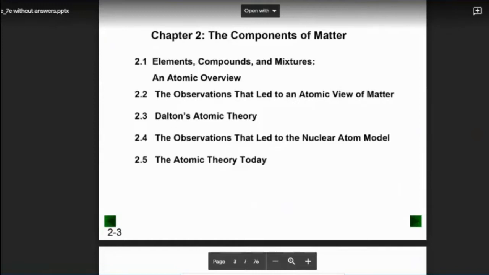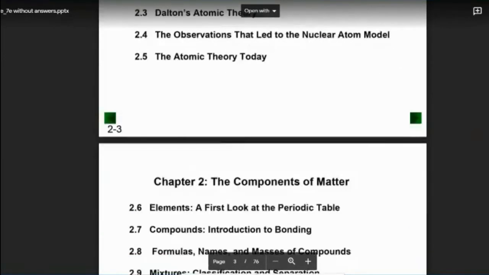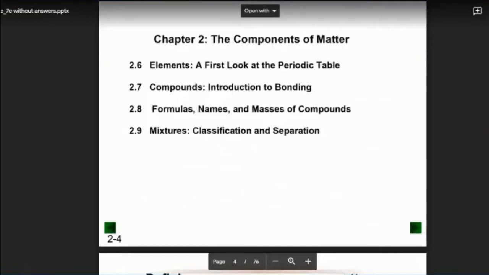They're not going to be anything we spend a lot of time on. Mention them, kind of go over them, and move forward. All right, and then 2.6, 2.7, 2.8, and 2.9 I want to spend more time on. All right, here we go.